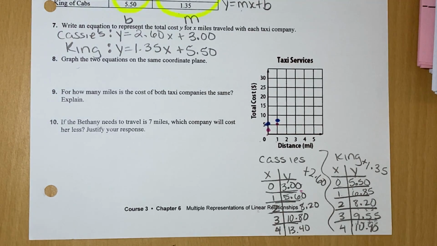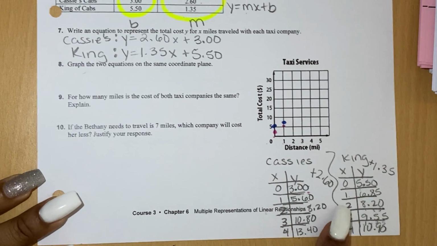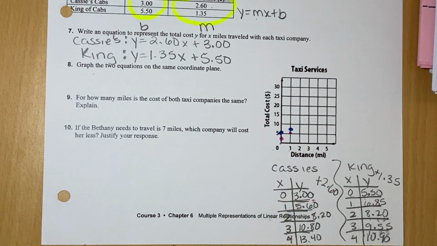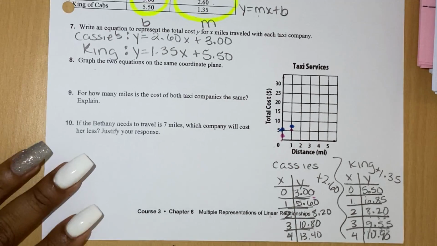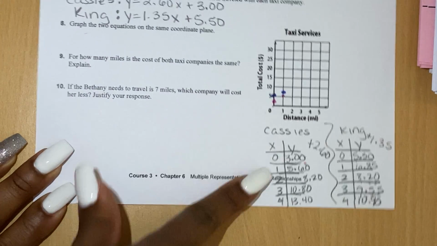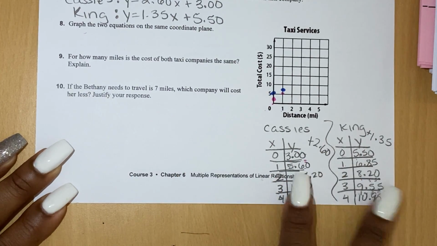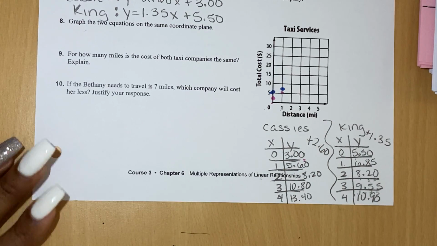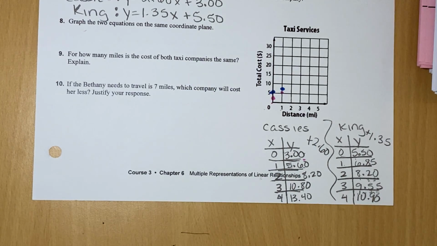Number 9 says, for how many miles is the cost of both companies the same? Explain. You would go over here to your table, or you would go to your graph and figure out how many miles it takes for both companies to equal the same amount, okay? And for number 10, if all she needs to travel is 7 miles, which company will cost her less? Justify your response. Well, what you could do is, we already know how to make a table now because we went 4 miles for each and we started a table for each one. So just keep taking this table to 7 to see what happens, okay?